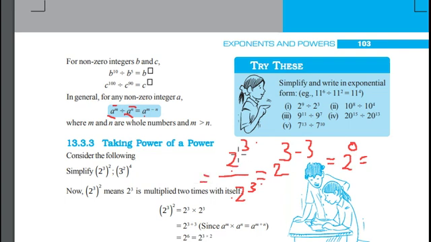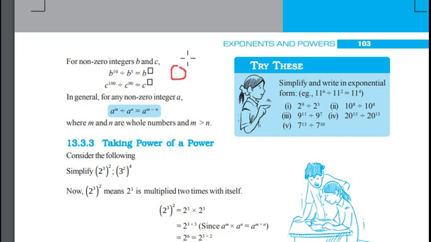We know that 2 to the power of 3 is equal to 8, and 8 divided by 2 to the power of 3, which is 8, is 8 once, equal to 1. A number raised to the 0 is equal to 1.